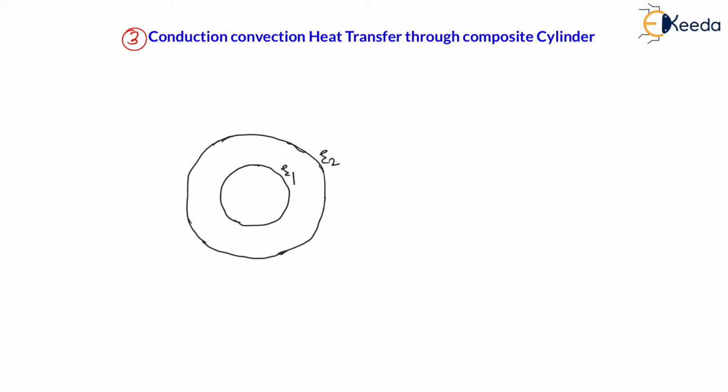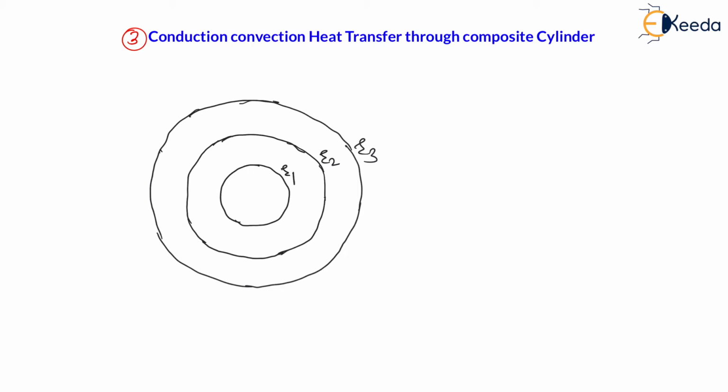So let us draw this. There will be one more cylinder like this. This will be another cylinder of outside radius R3 and inside radius R2. Now, my dear students, let us say through this most inside cylinder, hot gases are flowing.